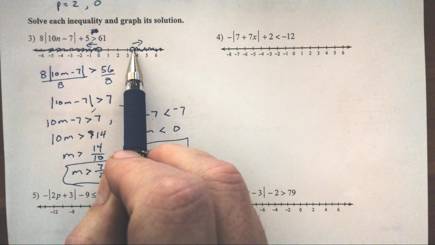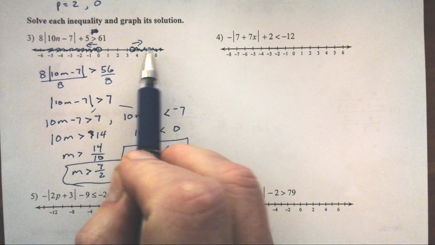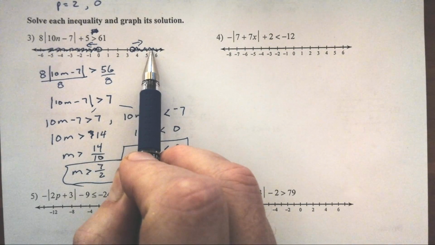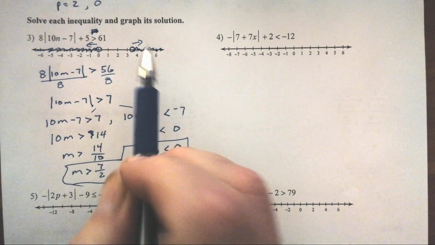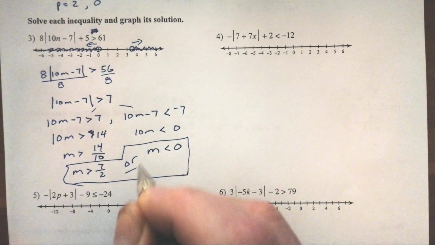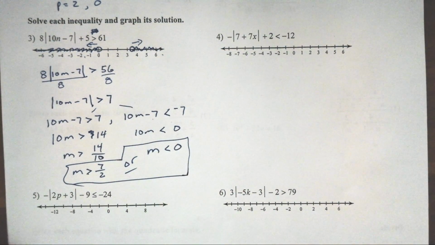So in order to win here, in order to land on my shaded region, I either need to land up here or down here. I can't land here and there. So my connector word here is an "or". When it shades outside, it's an "or".